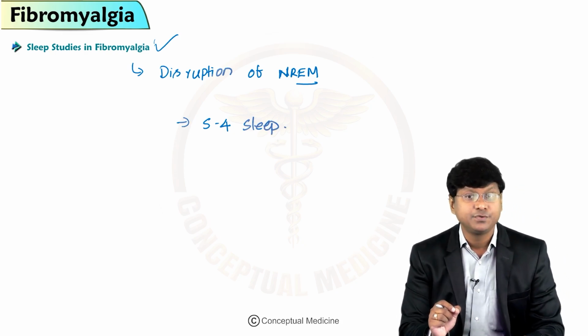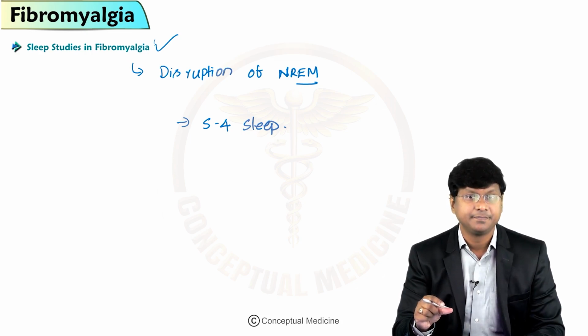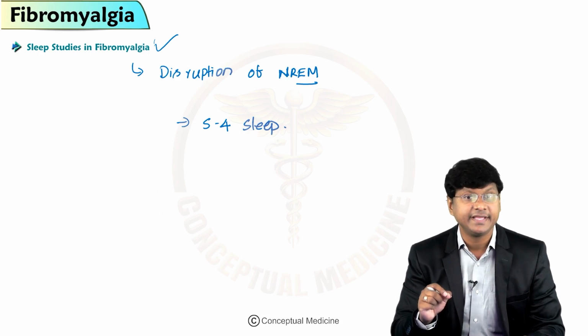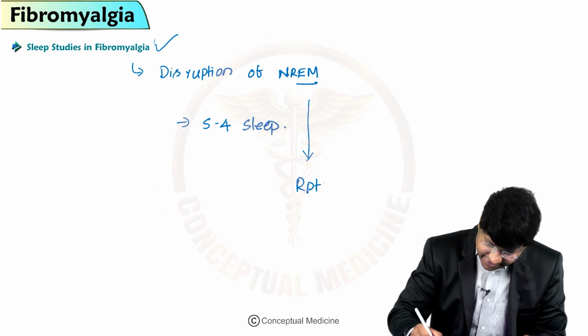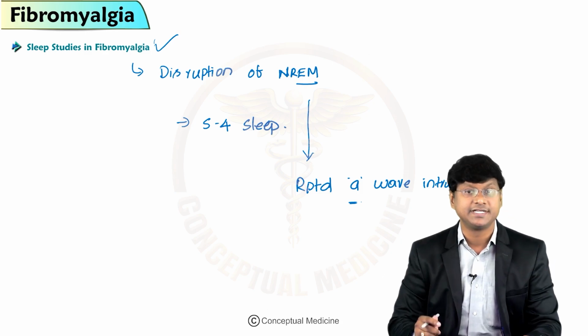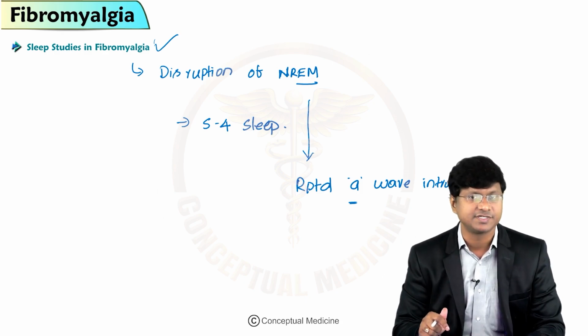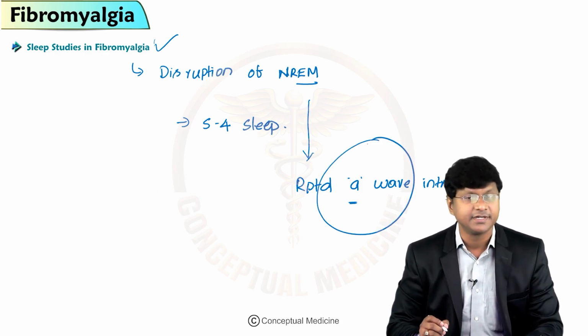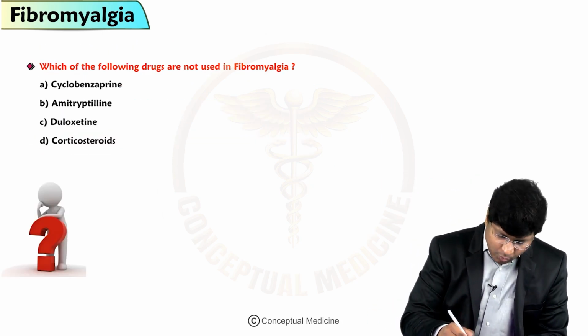Now, if you observe the sleep pattern in NREM sleep, there will be repeated A-wave intrusions in these patients. So what does that tell you? That there is disturbance in the stage 4 sleep. Whenever there is disturbance in stage 4 sleep, you have these particular A-waves, and you will have repeated A-wave intrusions.